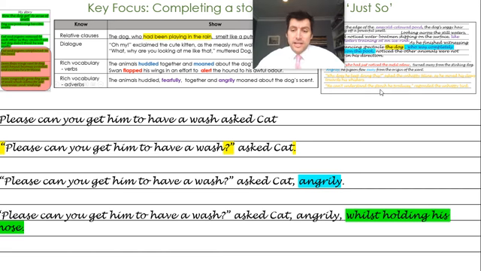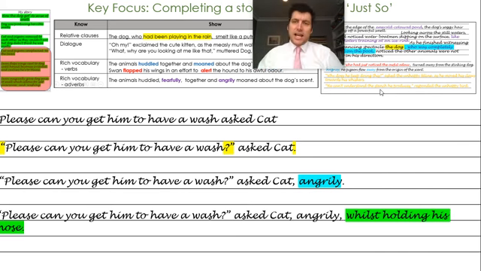So rather than just having "angrily asked Cat", we've got "asked Cat angrily whilst holding his nose." He's making the point: "Please, can you get him to have a wash?" Asked Cat angrily whilst holding his nose. He's making the point: it's stinky. This dog, awful, putrid smell. We don't like it at all.